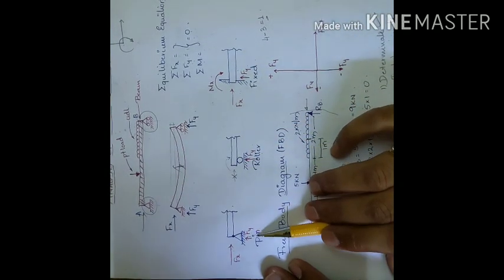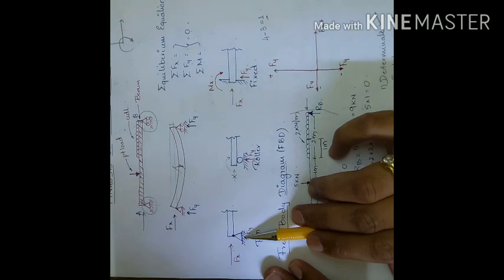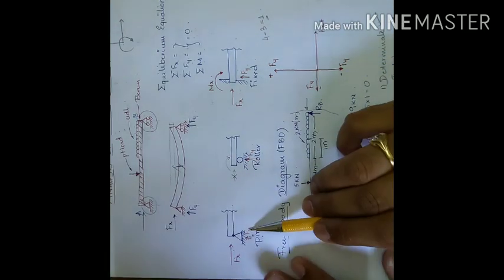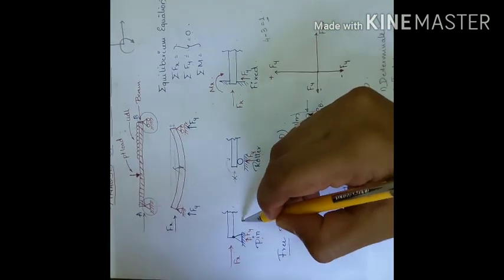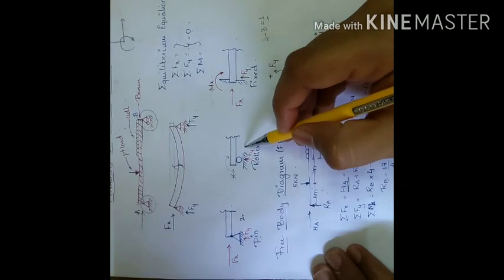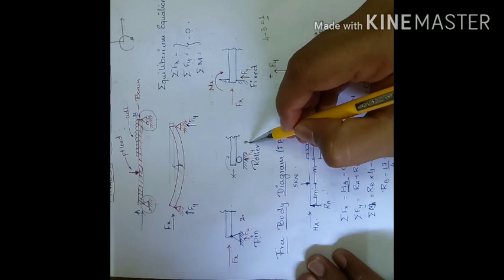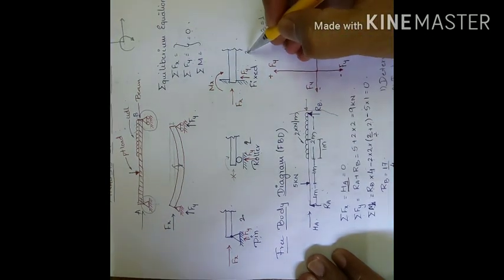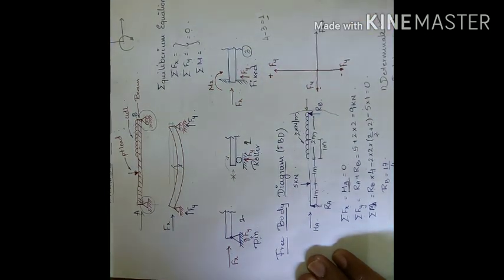A pinned support consists of a vertical reaction and a horizontal reaction, so only two reactions. When we consider a roller, it gives me only one reaction. When it is fixed, it gives three reactions.